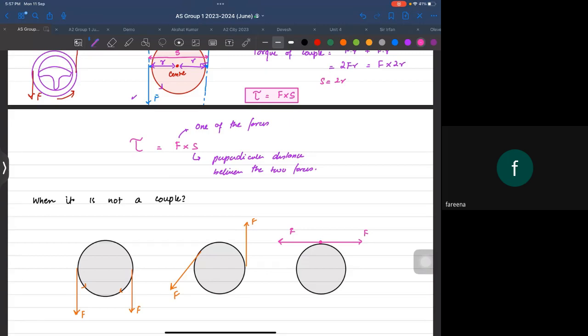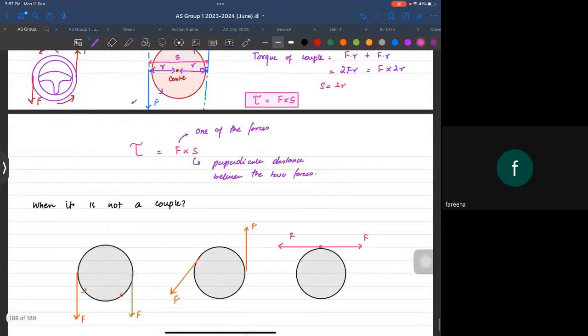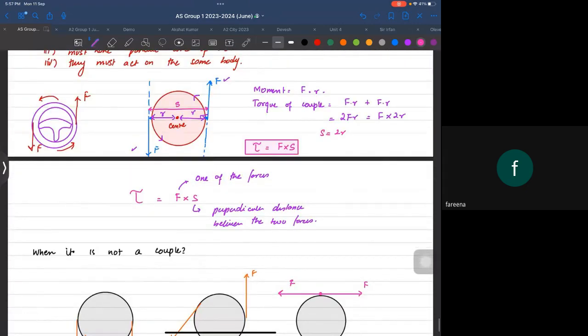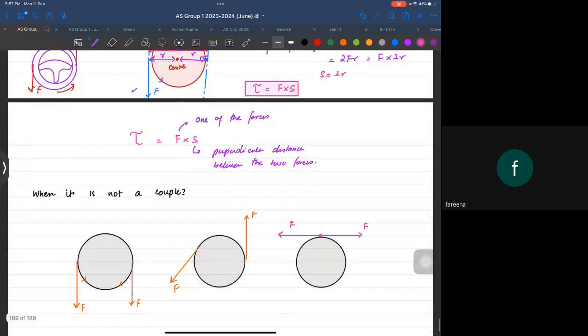Please let me know. Caroline, Farina, Fatma? No, sir, no question. Okay. So now, whenever they give you a question in MCQ, you will find these in abundance, these types of questions. So you should automatically remember these four conditions, and if some object or diagram doesn't meet them, then you should not take it as a couple.